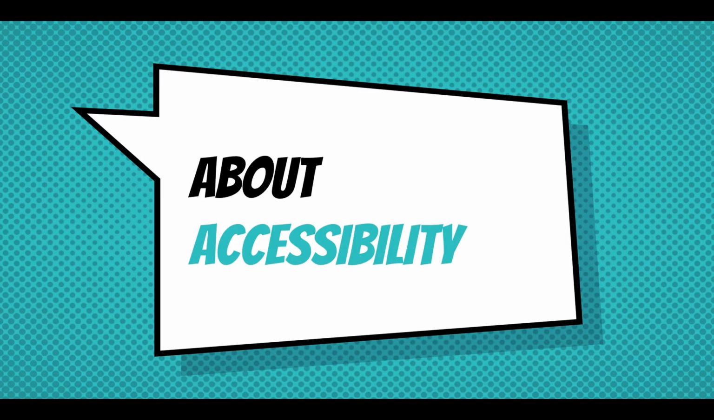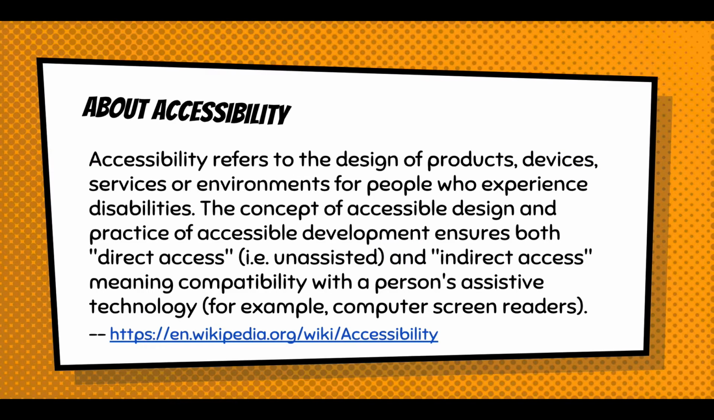So let's start talking about just accessibility. I pulled this definition from Wikipedia because it's a good starting point. Accessibility refers to the design of products, devices, services, or environments for people who experience disabilities. The concept of accessible design and practice of accessible development ensures both direct access and indirect access, meaning compatibility with a person's assistive technology, for example, a screen reader.